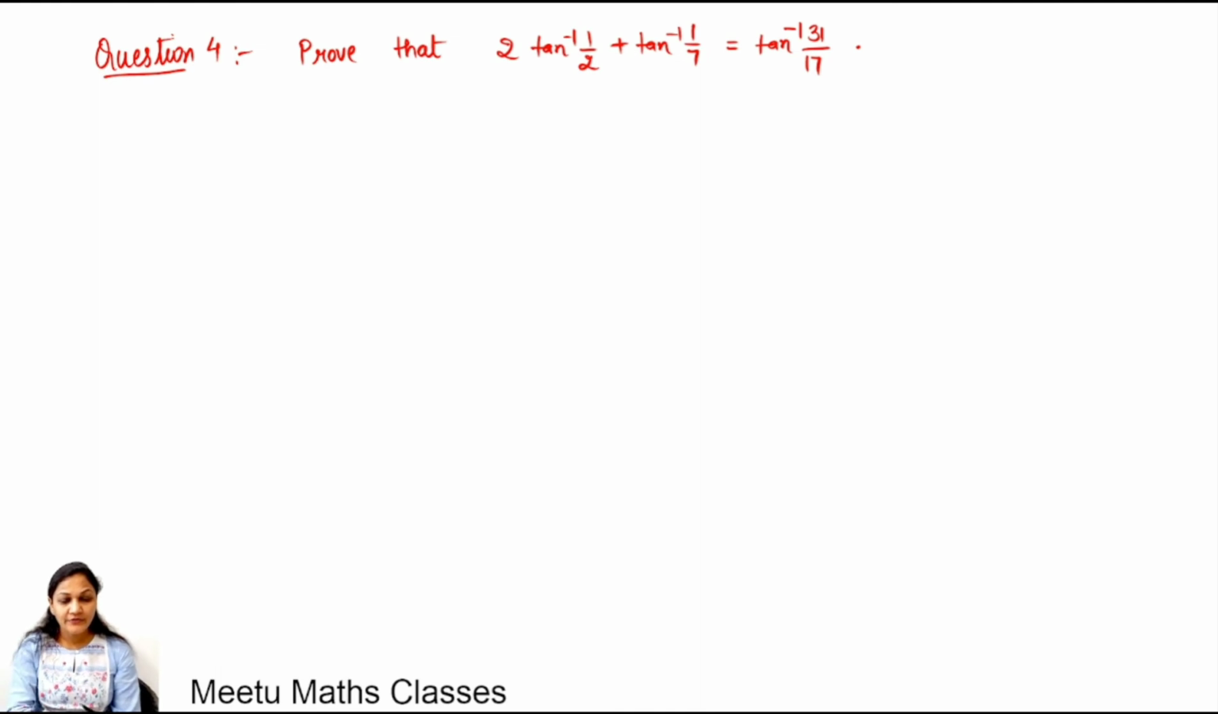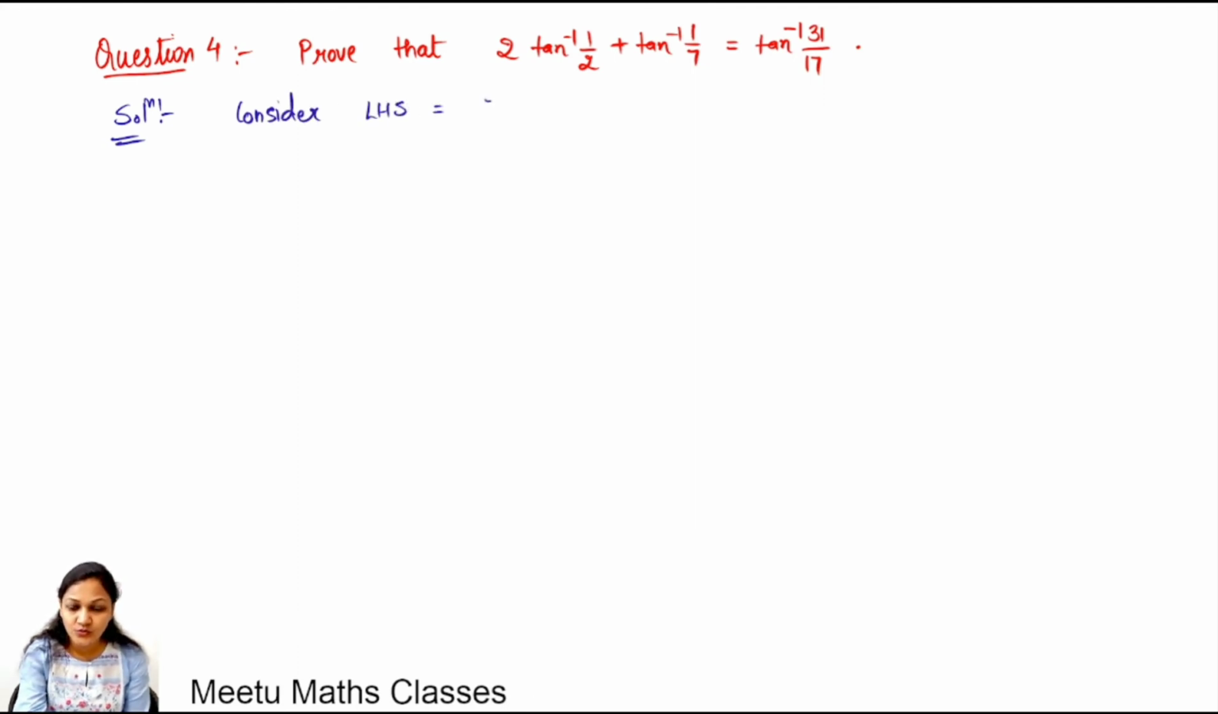Now your question number 4 is, prove that 2 tan inverse half plus tan inverse 1 by 7 is equal to tan inverse of 31 by 70. Now to prove this identity, let us consider the left hand side, and our left hand side is equal to 2 tan inverse half plus tan inverse of 1 by 7.